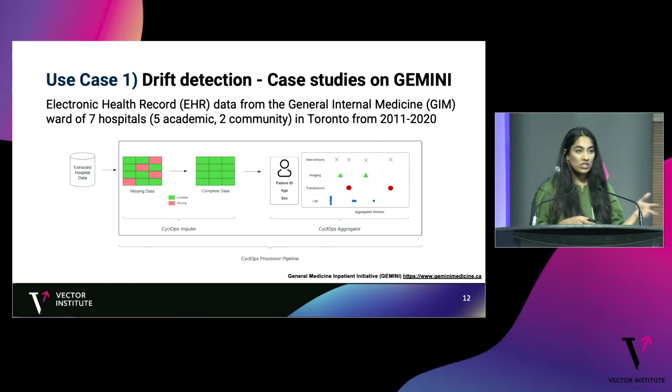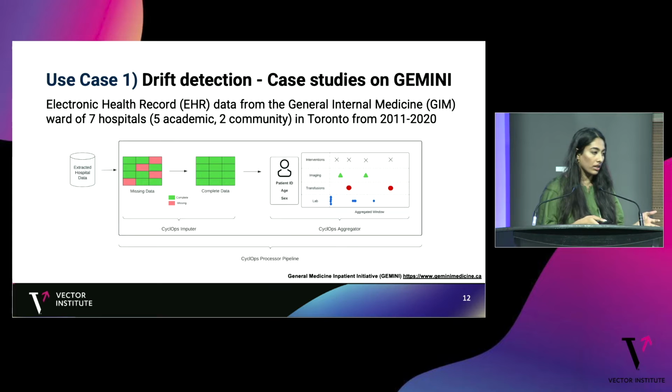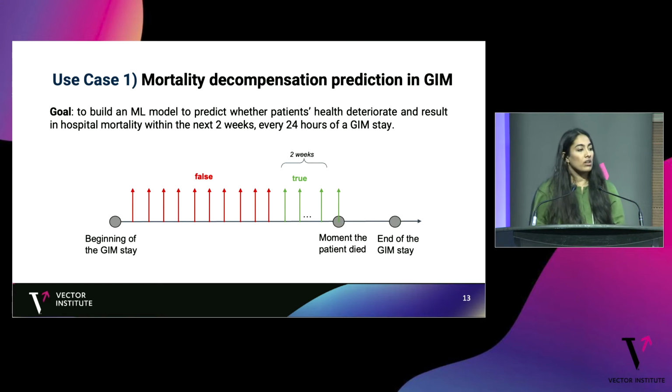So we extracted the data, imputed missing features, aggregated, and we have these patient profiles we can now use for modeling. So we built an all-cause mortality decompensation prediction model. Basically predicting whether a patient's health will deteriorate and result in in-hospital mortality within the next 2 weeks, every 24 hours of their stay.